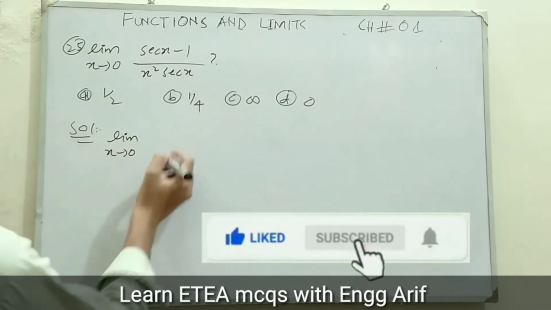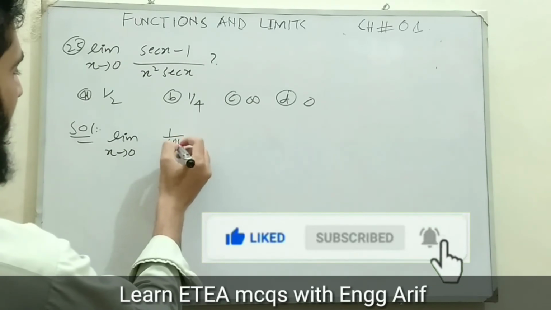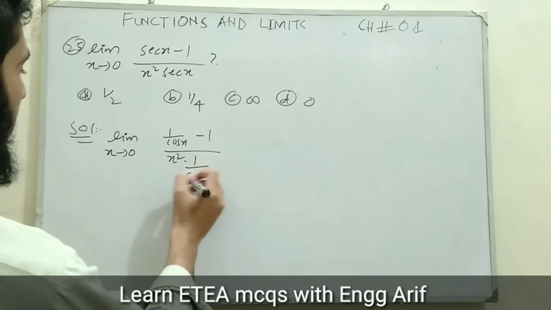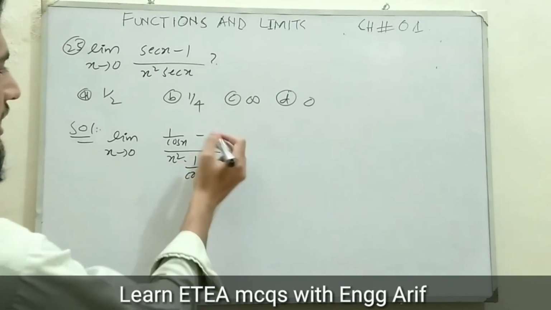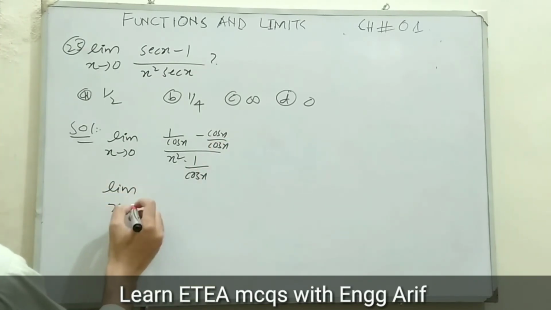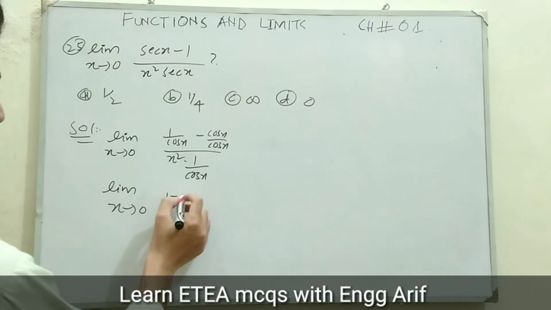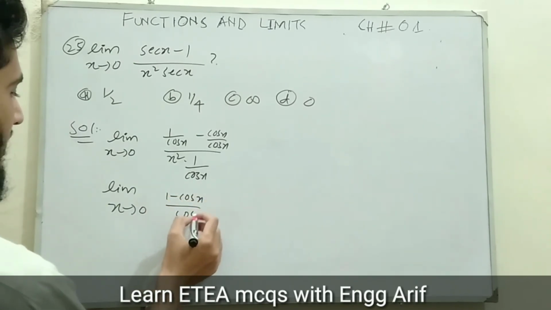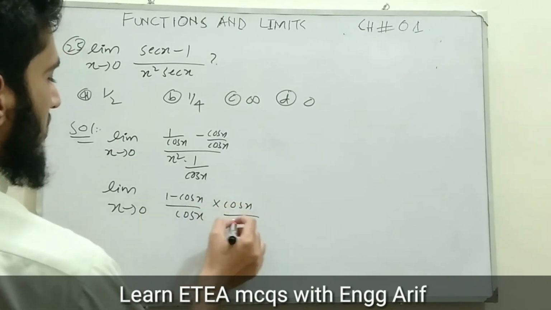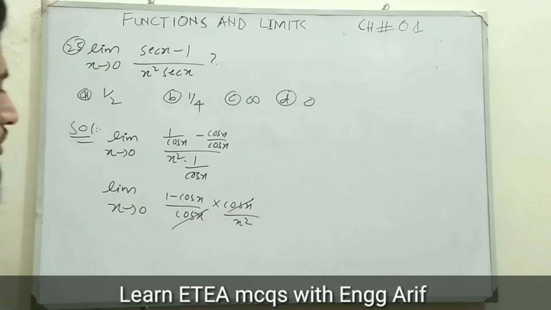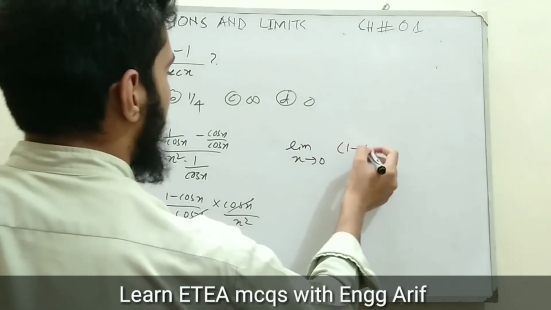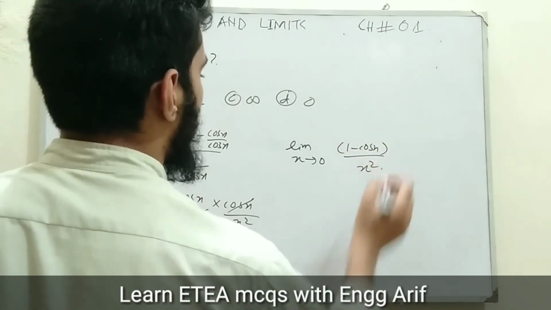Limit x approaches 0, secant x can be written as 1 over cos x, and here is minus 1, divided by x square secant x, and secant x can be written as 1 over cos x. Here this one can be written as cos x divided by cos x. So limit x approaches 0, taking LCM cos x in the numerator, we are left with 1 minus cos x divided by cos x. And here this cos x goes into multiplication, divided by x square. So this cos x is cancelled with cos x. We are left with the limit x approaches 0, 1 minus cos x divided by x square.